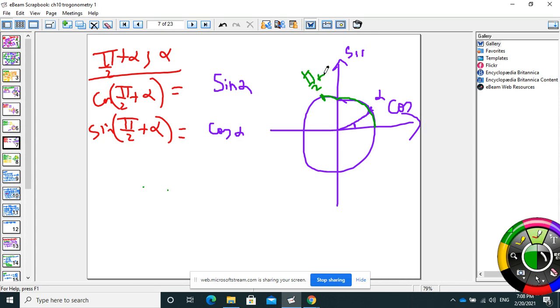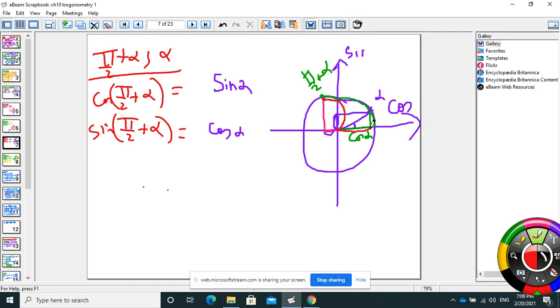If I want to compare, look, this green distance is the cosine. This is cosine alpha. Okay? But if I want to see what cosine pi over 2 is, look, it's not the same distance. But if I take the sine of this one, look at it, this distance here will be like this one. So that's why it's changed. Cosine becomes sine, sine becomes cosine. And if I look at the sine of pi over 2 plus alpha, look, this distance is like the cosine.